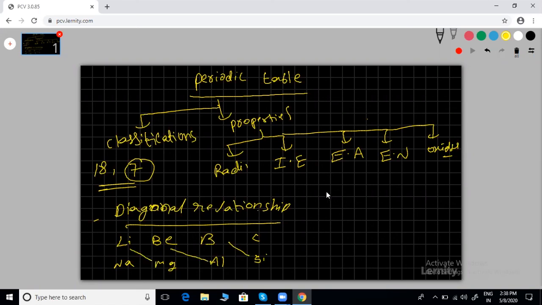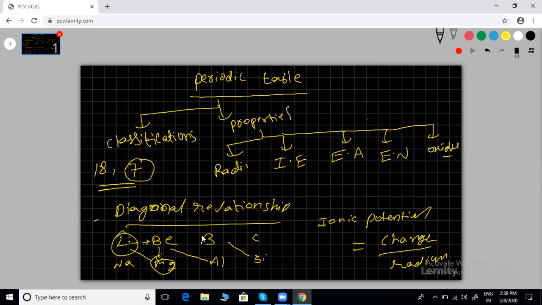So these are showing diagonal relationship. What is the main reason? They have almost the same radius as well as ionic potential, which is what we call charge by radius ratio. Ionic potential is nothing but charge by radius ratio, and they have almost the same size. The reason: going across the period, size decreases, and down the group it increases. So magnesium's size almost matches lithium.